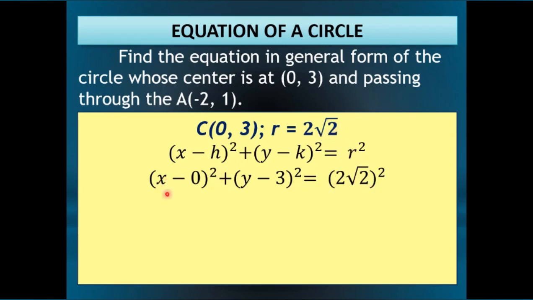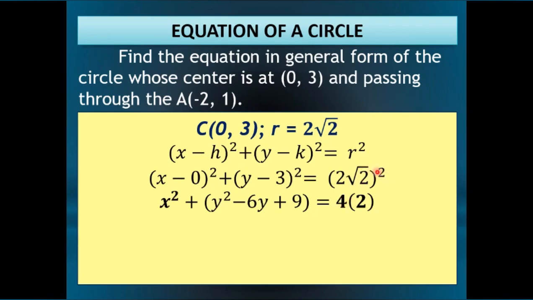Simplifying this, x minus 0 is already x, and the square of that is x squared. Then we have the square of this binomial: y times y is y squared, 2 times y is 2y times negative 3 is negative 6y, and negative 3 times negative 3 is positive 9. And for 2 times the square root of 2, squared, we distribute our square. So 2 squared is 4.